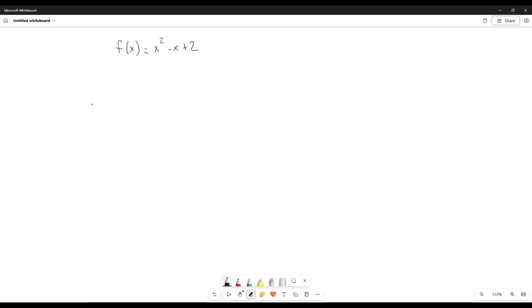Suppose we have a function f of x equal x squared minus x plus 2. What happens to this function at values of x near 2? Let's take a look at this numerically. Here we have a table. Let's start at some x value that comes before 2, such as 1.5.